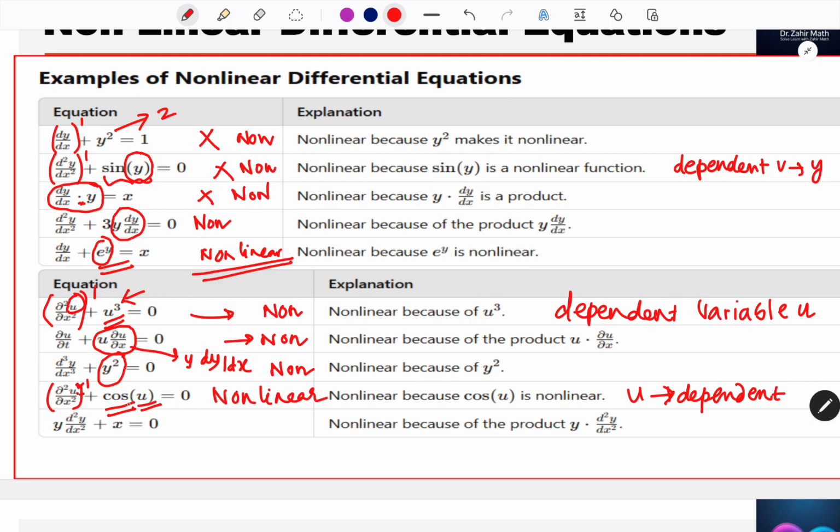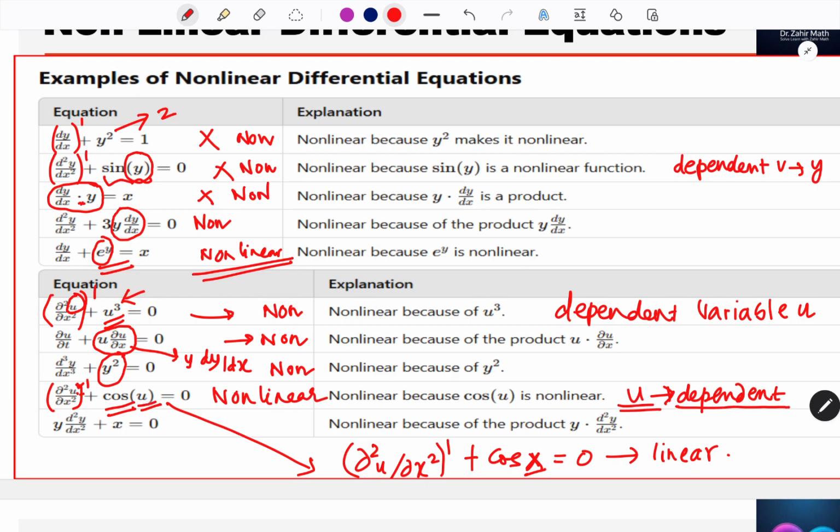Suppose in this place the differential equation is, for example, del square u by del x square plus cosine x is equal to 0. Suppose this is the differential equation given. So this is power 1 and there is no u. This is cosine x, and x is an independent variable. Can you see that? So this equation is going to become what? A linear differential equation. This is not linear. But if it is given as cosine u, where u is a dependent variable, then it's a non-linear differential equation.